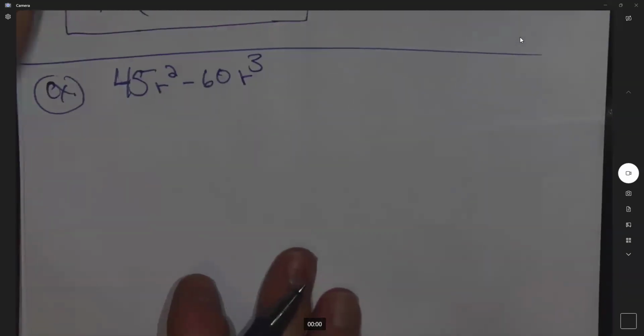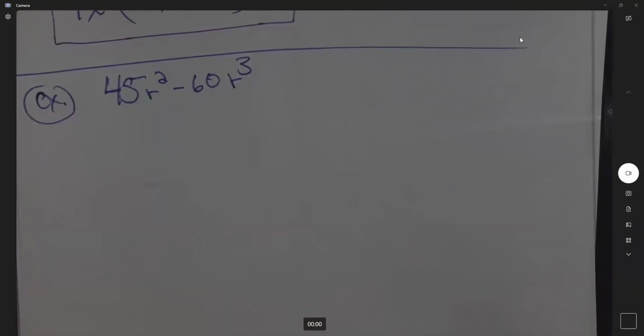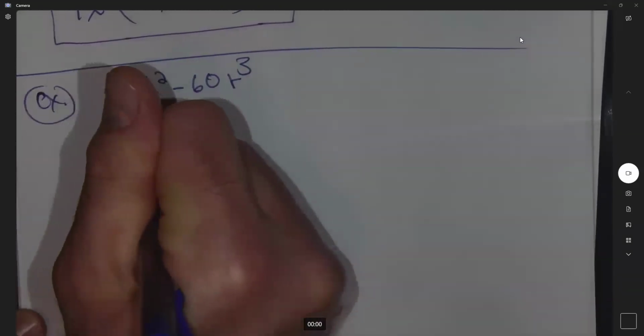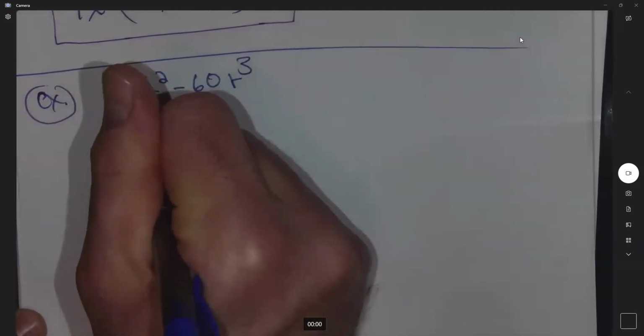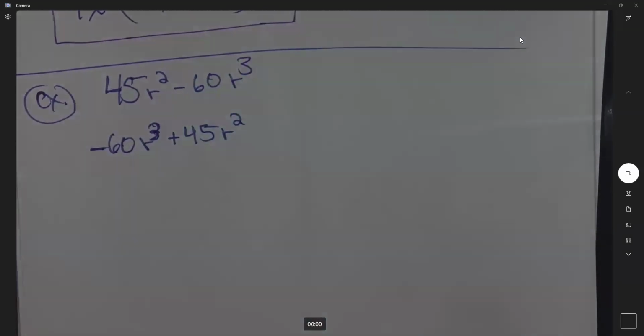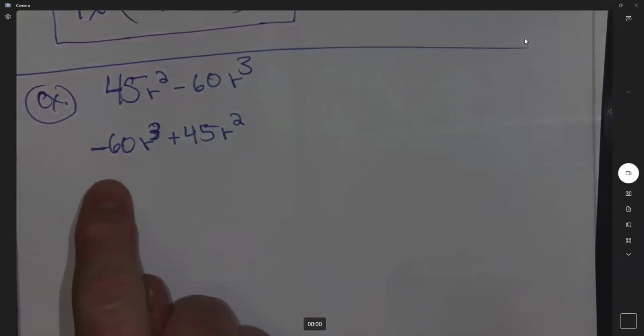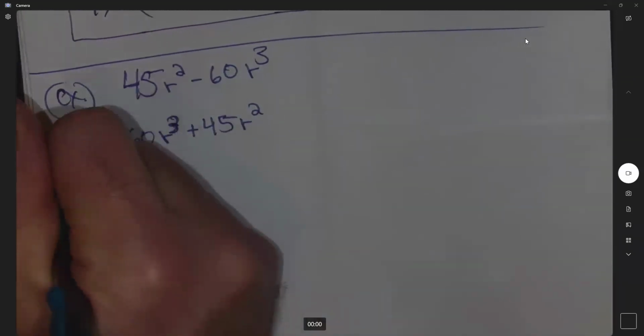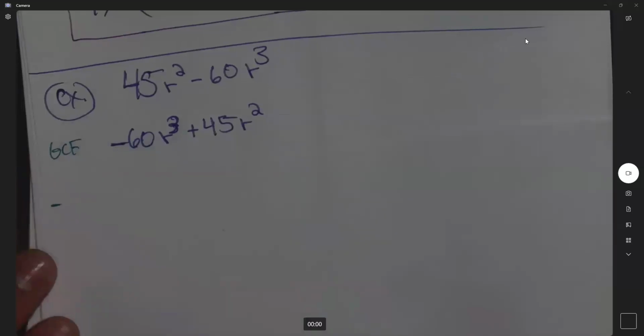With this problem, they're not in the correct order, so I am going to rearrange them. That's going to make this negative 60r cubed plus 45r squared. Now I notice again my first term is once again negative, so when I do my greatest common factor, I am going to pull a negative in front.